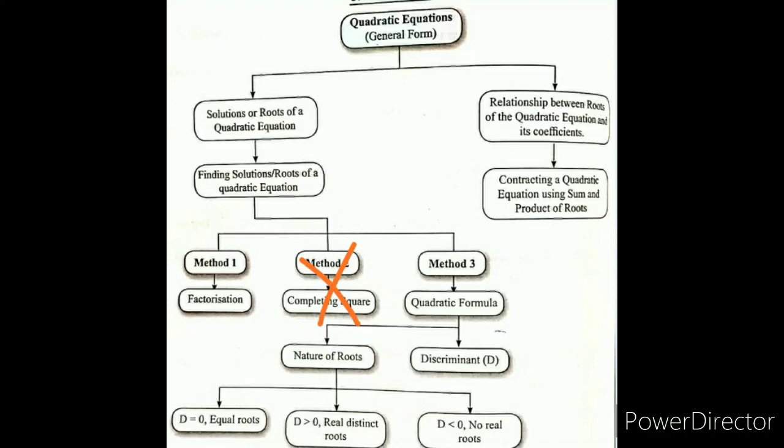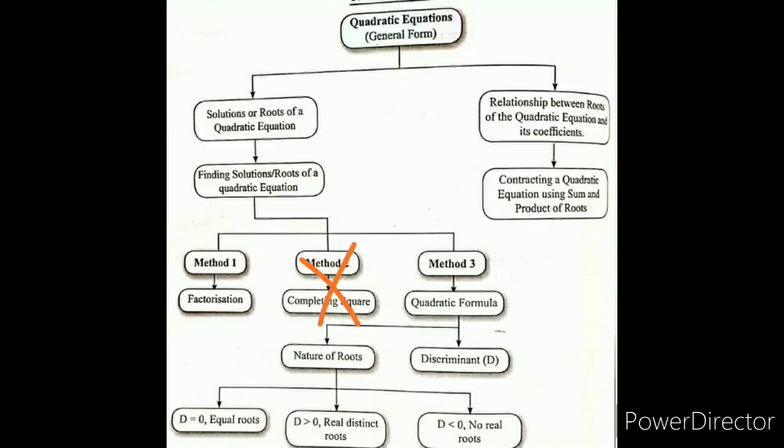Here, earlier there were three methods, as I show you, so that you should know what you don't have to study. Method 1 is factorization, method 2 earlier was completing the square, and method 3 is the quadratic formula. In the present academic session we will learn about only method 1 and method 3, because CBSE has eliminated the completing the square method.